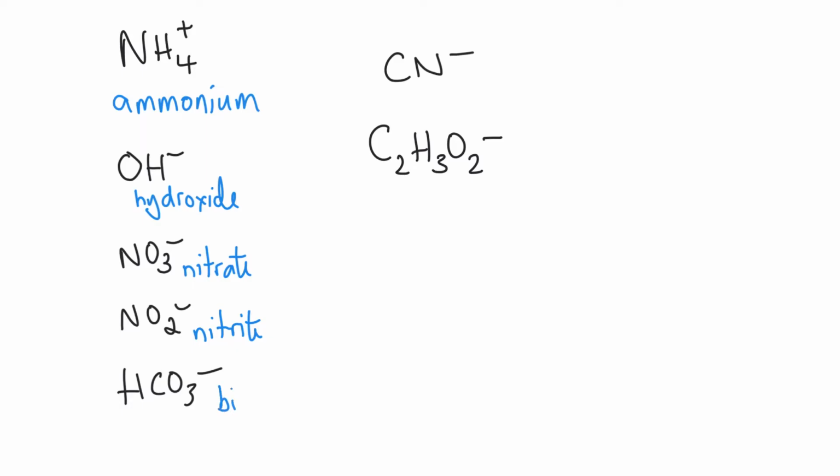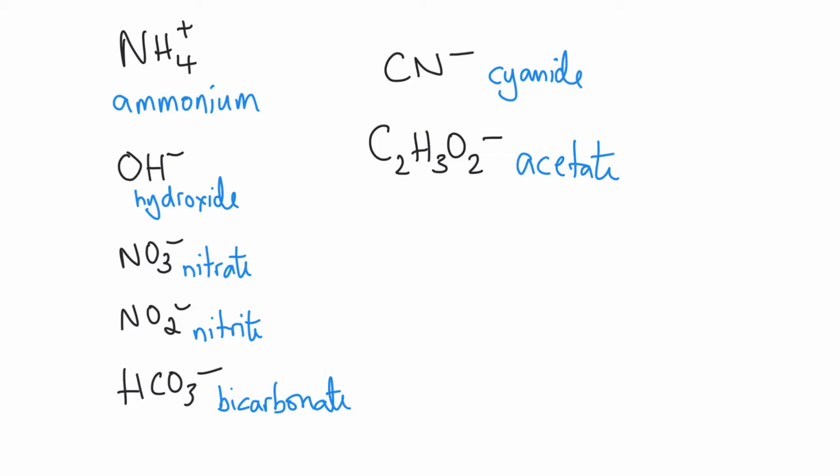HCO3 minus has a couple of names. The most common name for it is bicarbonate, although some people call it hydrogen carbonate. That's like the fancy, modern, standardized way to call it, which I think takes all the fun out of it. CN minus is cyanide. The CN in cyanide just sounds right to me. And C2H3O2 minus, that's a mouthful, is acetate. Okay, and I think these are all the negative one ions you should know.